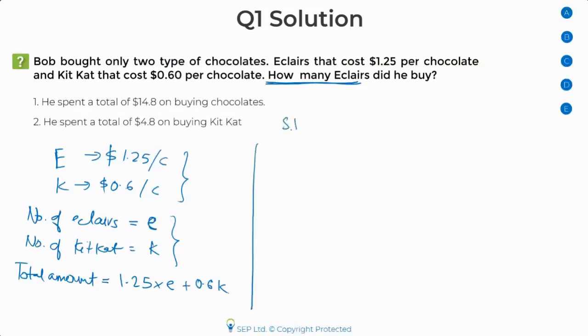So let's look at the first statement. The first statement is he spent a total of $14.8 on buying chocolates. Okay, so he's spending a total amount. That tells me that 1.25E plus 0.6K is equal to 14.8. Now, let me ask you a question very quickly.